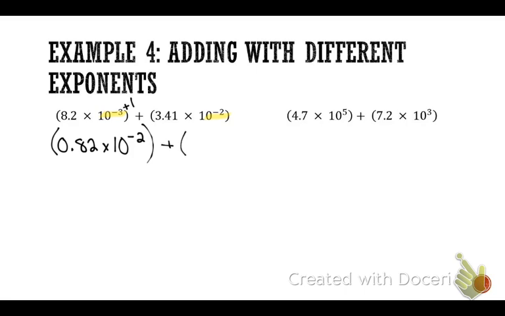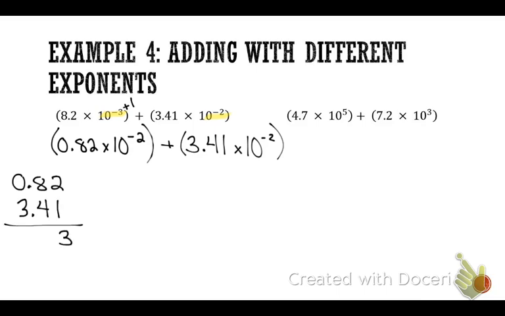And now I bring down the second set, I don't do anything different to it. We treat it like common denominators. We cannot add decimal values together or subtract them without a common exponent. So now that I have my common exponent, I can add them together. 0.82 plus 3.41 is 4.23. And then I bring down my common exponent, 10 to the negative second power.